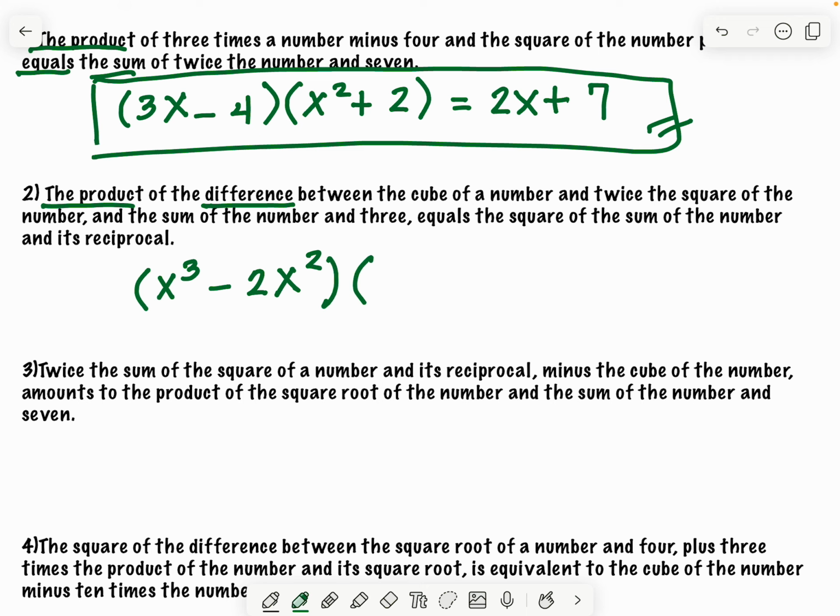And the sum of the number and 3, so that means x plus 3, equals the square of the sum of the number and its reciprocal. So the square of the sum of the number and its reciprocal, so addition of the number and its reciprocal, squared. So we included the reciprocal in the square because the word here is and. So meaning the square of the number and its reciprocal. So the reciprocal is included. So this is our final answer.